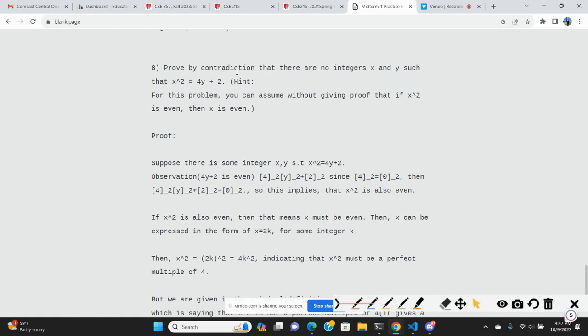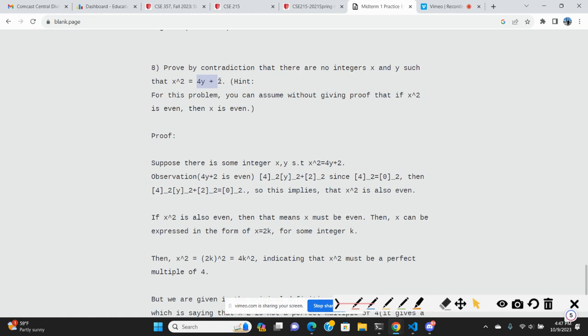So begin by supposing the negation. Suppose there is some integer x, y such that x squared is equal to 4y plus 2. And here is where you have to get a little creative. Notice some properties about the claim. In this case, the hint is a very strong hint too. You can assume that if x squared is even, then x is even. So it revolves around the parity of the numbers.